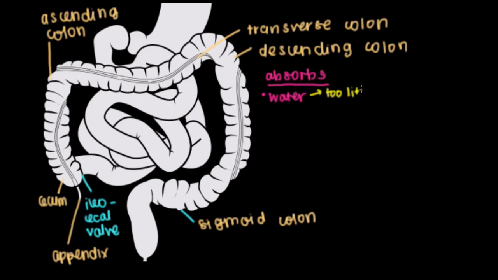Now, what would happen if we absorbed too little water? Too little water. Well, that would mean that our output would tend to be more watery, right? Because we didn't absorb that into our body. Now that is what would cause diarrhea. Diarrhea, because you're going to have too much water left over in your stool.